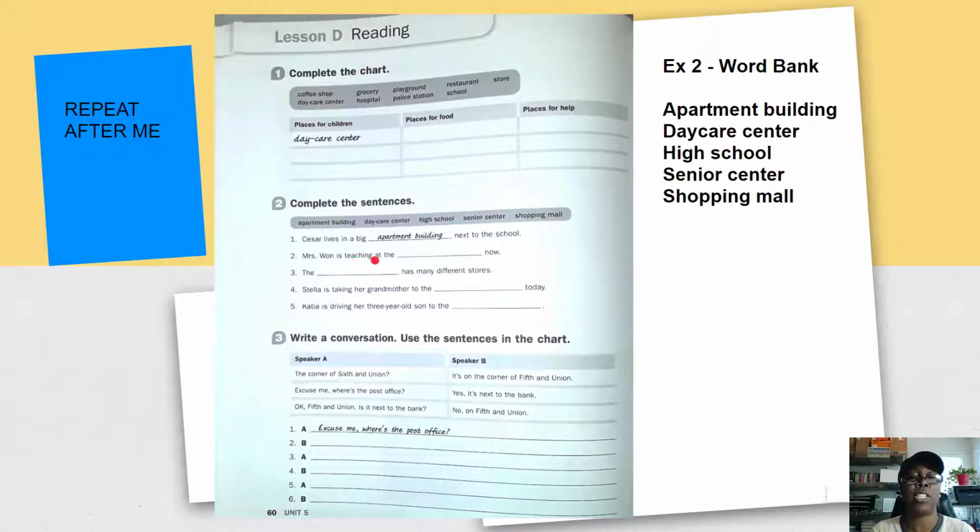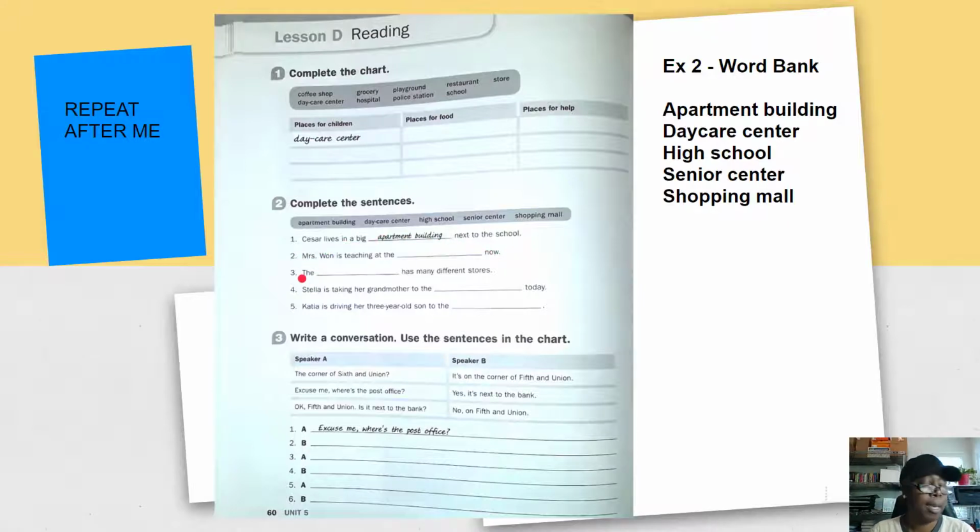Mrs. Juan is teaching at the blank now. So what's a clue in this sentence? Is the clue Mrs. Juan? Not really, because we don't really know anything about her. Is the clue teaching? Now that's a good clue, because on this list, the main place that you would find someone teaching would be what? A high school. So Mrs. Juan is teaching at the high school now. All right, so that's a good clue.